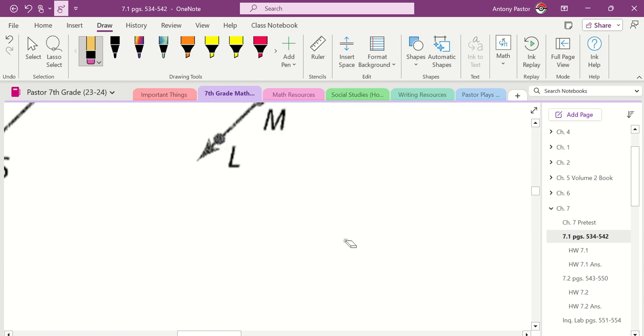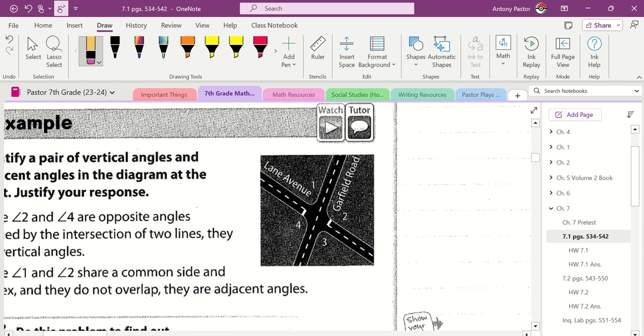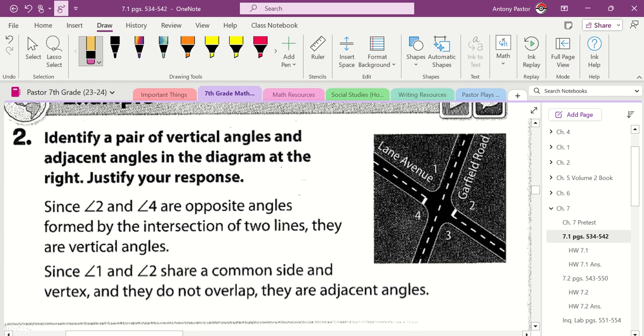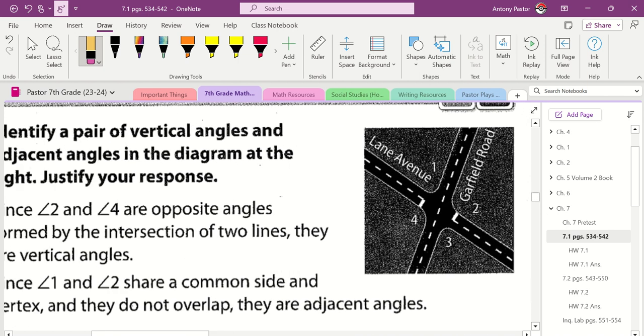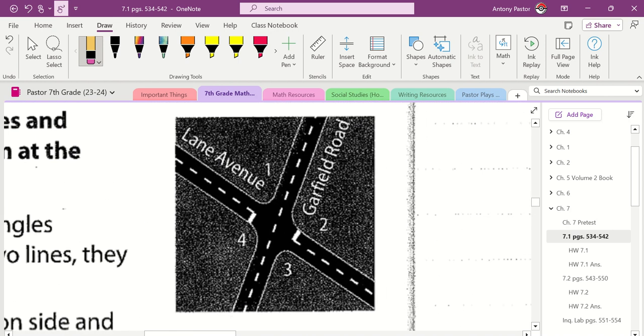All right. We are running close on time, so we need to finish this lesson. Okay, here's a real-world example. This is an actual intersection. Two roads that intersect. They want us to identify a pair of vertical angles and a pair of adjacent angles. Now, we don't have to name all of them, but there are a bunch of different answers. Recall your notes for what is an adjacent and what is a vertical. So, if you have not spoken today, this is your question.